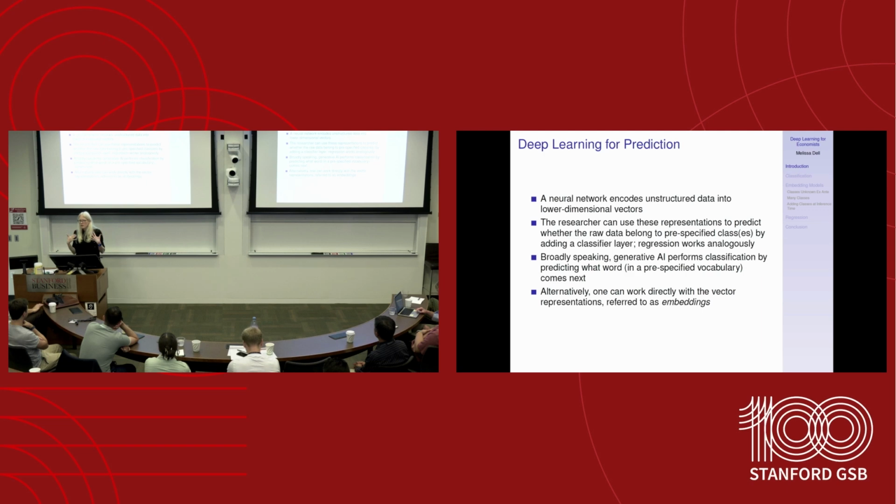But the alternative is that you don't have to add that classification layer to map those vector representations of your text or image to class probabilities or to a continuous number. You can work directly with those vector representations. And these are referred to as embeddings, and we're going to see lots of examples where it's advantageous and makes the problem much easier to work directly with those vectors.